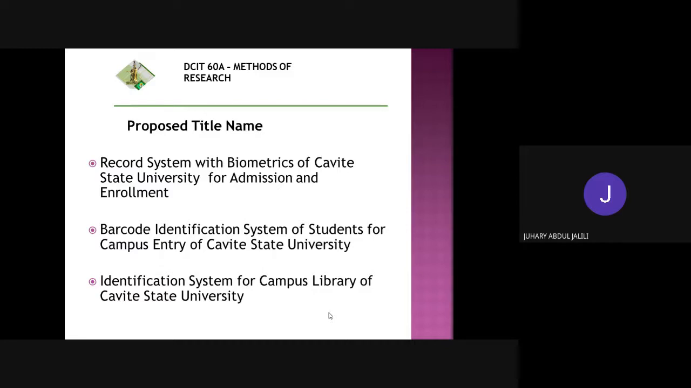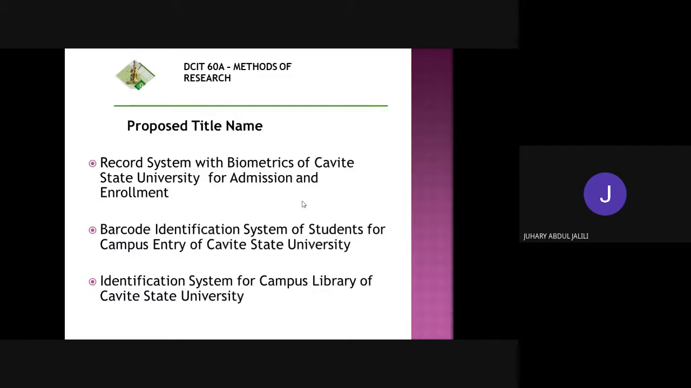The second title would be Barcode Identification System of Students for Campus Entry of Cavite State University. With this kind of system, the students will only use a barcode, may it be in a cell phone or in a registered app or even in a piece of paper that will be scanned, and all the student information will be pulled up, whether it be about academics or even possible derogatory records.